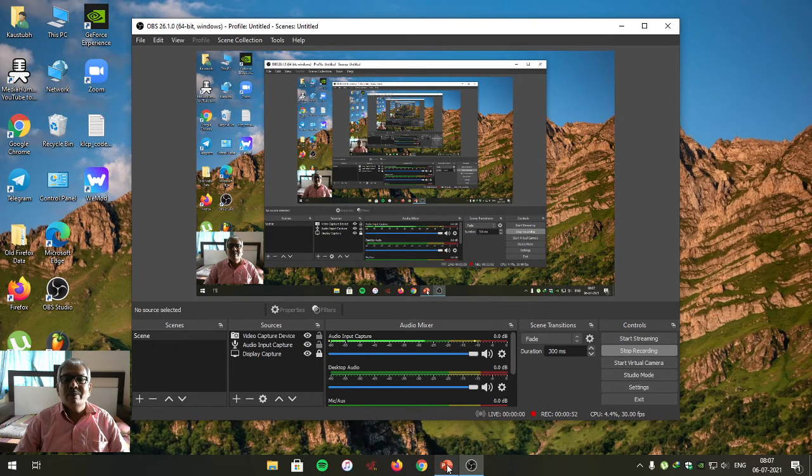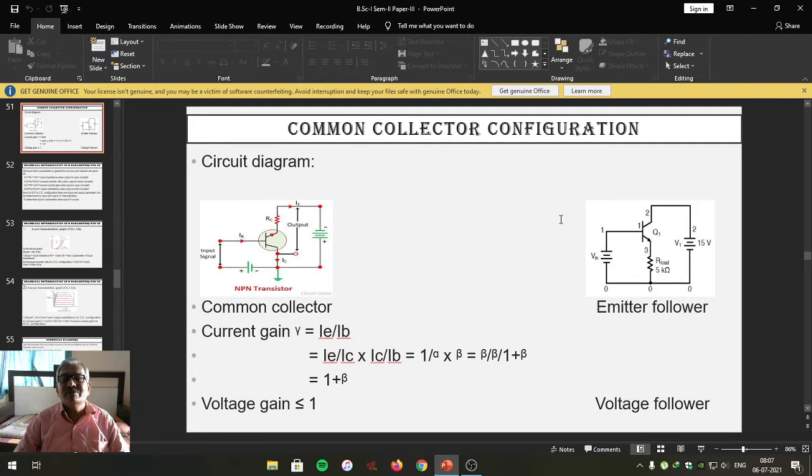So friends, today we are going to proceed with one more configuration of BJT. Please remember that up till now we have studied two configurations of BJT. One is common emitter configuration along with its related aspects, like its current gain, its voltage gain, its IV characteristics, especially input characteristics as well as the output characteristics.